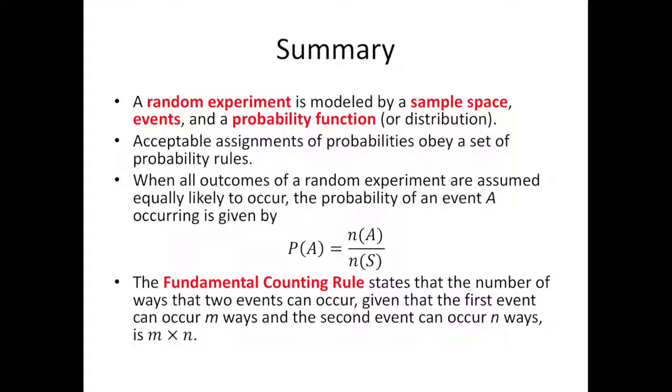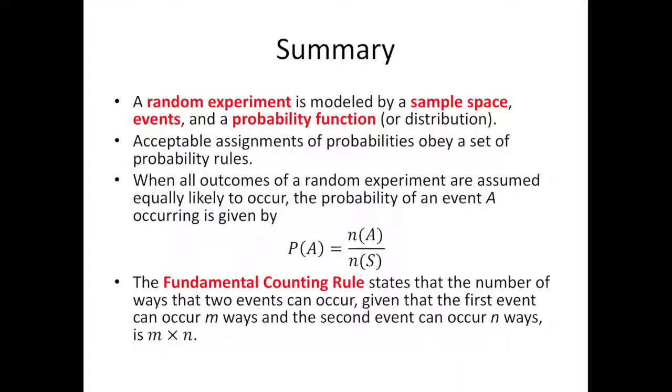So to summarize here, we have this notion of a random experiment, which you want to model mathematically. You want to know what's possible, what are we interested in observing, and how likely we are to make a given observation. So we need a sample space, events, and a probability assignment, which we'll call a probability function or a distribution later on. Acceptable assignments of probabilities obey a set of probability rules. In a good scenario, if the random experiment is repeatable, our acceptable assignment will agree with the law of large numbers result, like we saw in Excel.